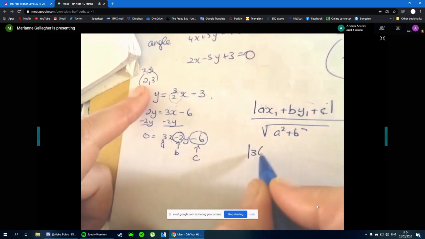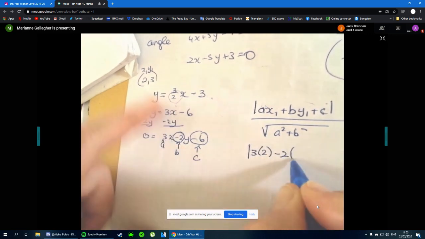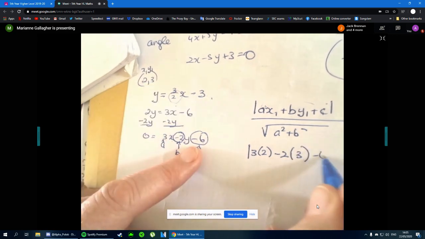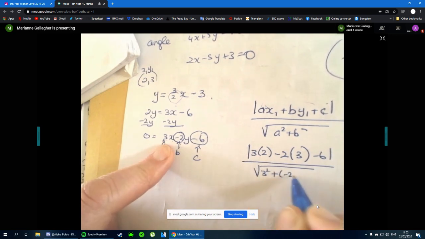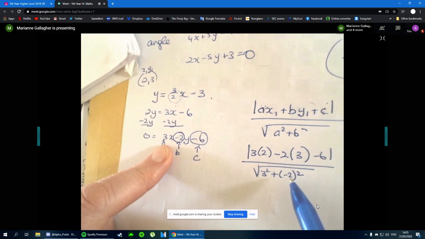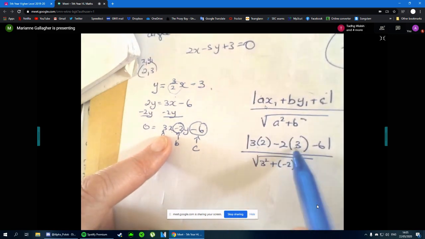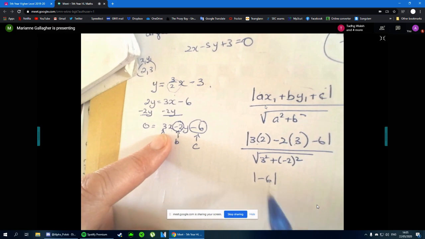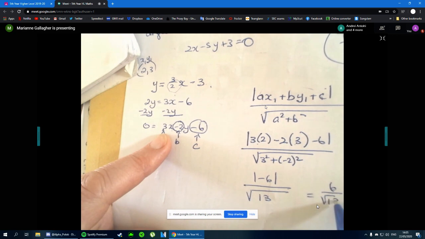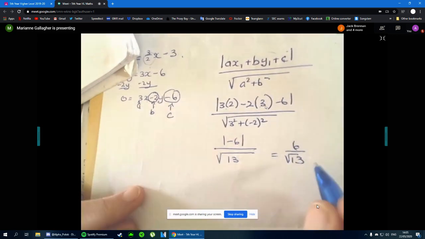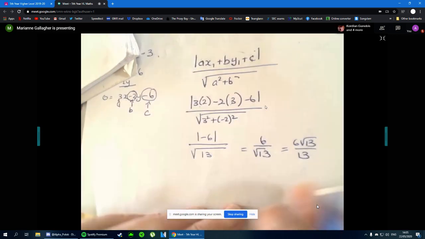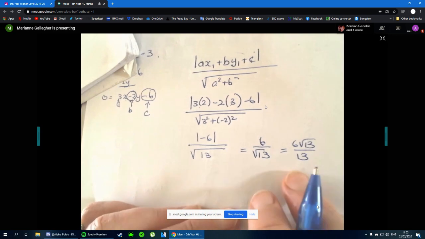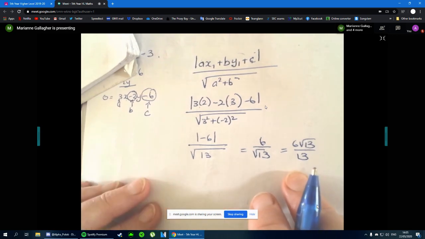So we've got 3 times 2 minus 2 times 3 minus 6, all over the square root of 3 squared plus negative 2 squared. And whenever you have a negative, put it in brackets. So that's 6 minus 6 minus 6. That's the absolute value of negative 6 over the square root of 3 squared plus 4, which is 13. That would be 6 over root 13. And you can put that into your calculator and it'll fix it up for you as 6 root 13 over 13, just to have it in proper form. Don't worry too much about that. As long as you use the calculator, it'll give it to you in the correct form. Is that okay?